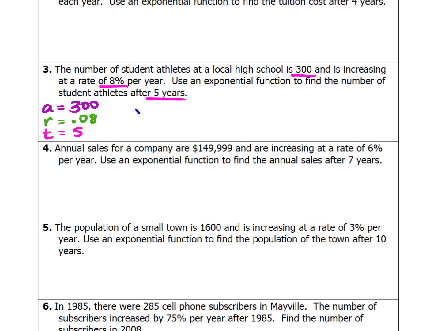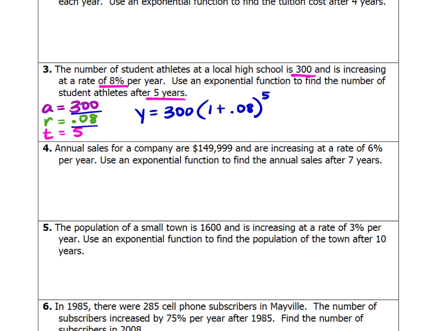So when you set this up, Y equals your A, your initial amount, times 1 plus your rate, 0.08 to the 5th power. And some of you are trying to break things down as you go. Don't do that. Literally plug this into your calculator how you see it.